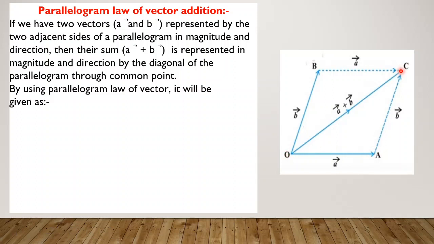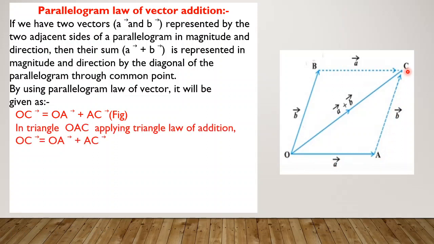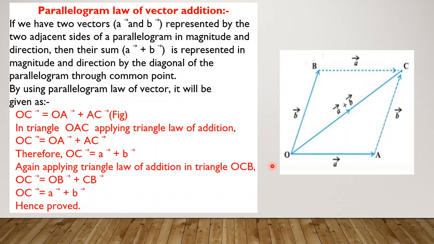When you apply that, we get vector OC equal to vector OA plus vector AC, correct? Here OA is vector A and AC is vector B. So finally I get vector OC is nothing but vector A plus vector B. This is the diagonal of a parallelogram. So when you add any two adjacent sides of a parallelogram, the result is the diagonal of that parallelogram.